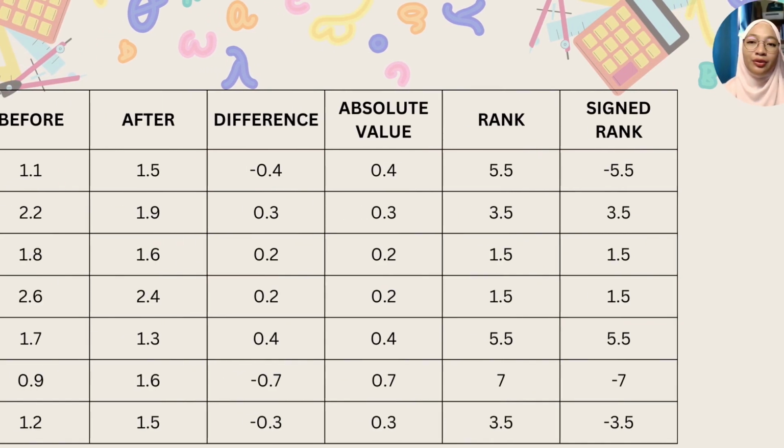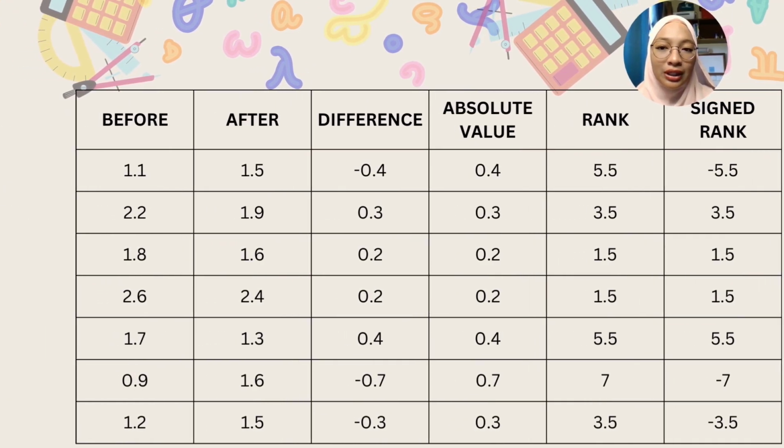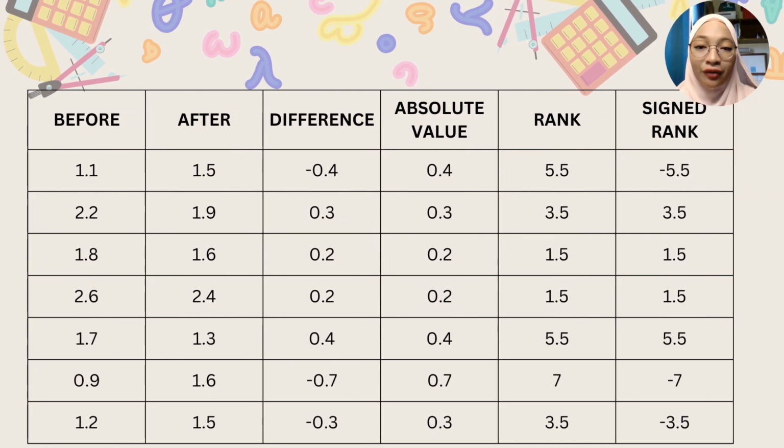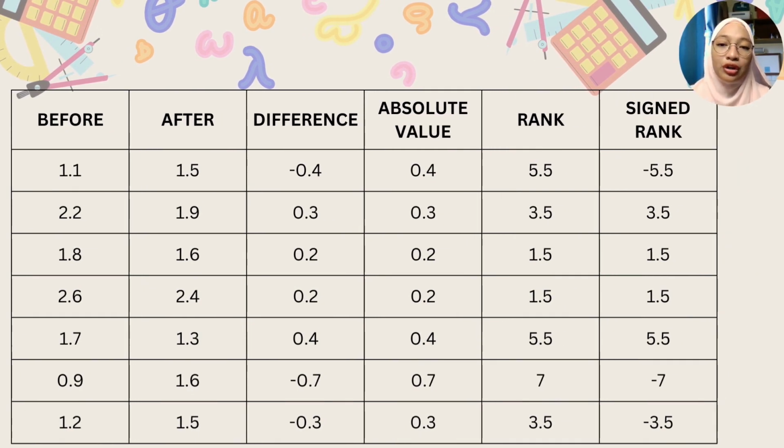First of all, we need to calculate the difference between the before and after headache hours. So the formula would be before minus after headache hours. For example, 1.1 minus 1.5 equals negative 0.4. 2.2 minus 1.9 equals 0.3. 1.8 minus 1.6 and we will get 0.2. Same goes for the others. You can calculate all the way down and we will get the answers.